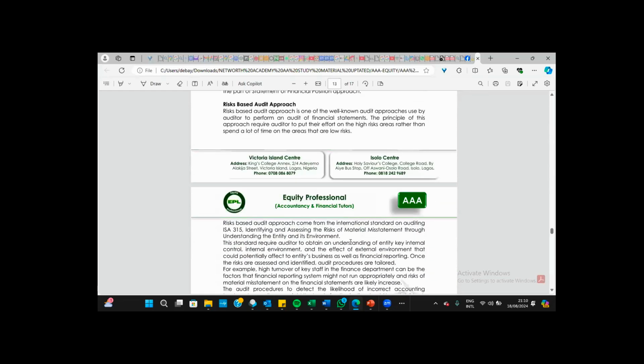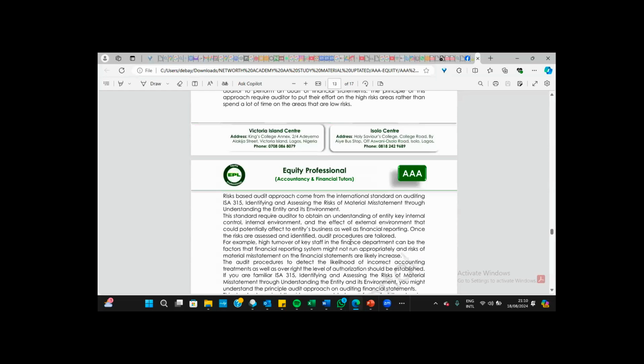Now, this approach also looks at other sides of the business, the internal risk and the external risk. In this approach, you're going to look at how the business operates internally. What are the risks that impact the business negatively? For instance, if there's high labor turnover.